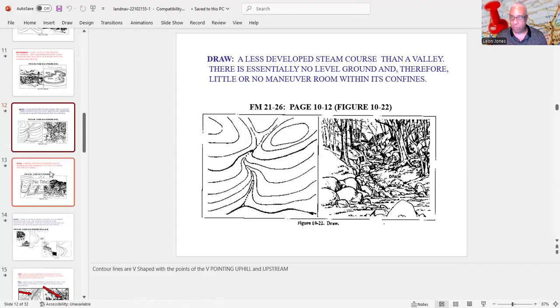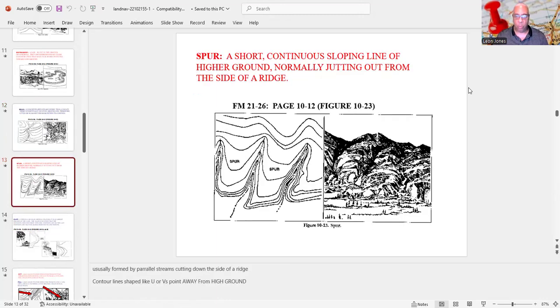Now we're getting to your minor terrain. That's a draw. Then we have a spur, a short, continuous sloping line of higher ground, normally jutting out from the side of a ridge. Here's your ridge right here, and here's your spur. And by the way, you can see how steep this spur is. In fact, when you look at contour lines, the further the contour lines are apart, the shallower your slope is. However, the closer they are, the steeper your slope.